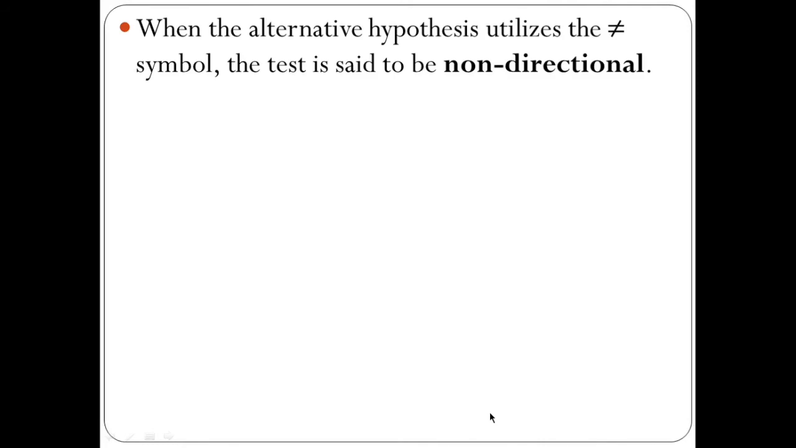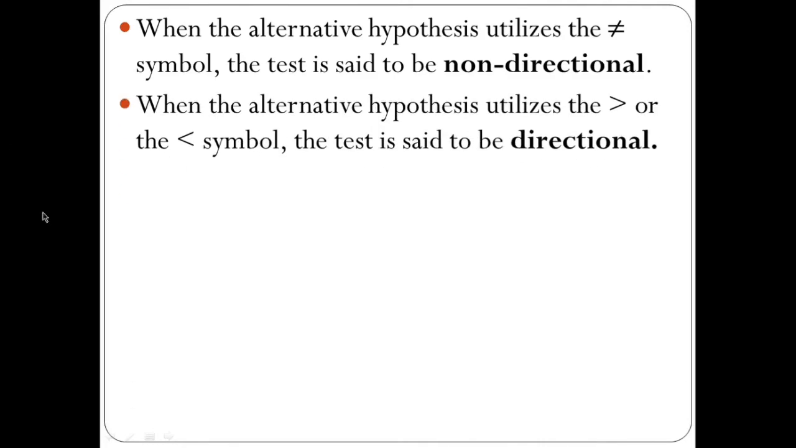So, next. Okay, so we have the so-called non-directional and directional. So, what is the difference between two? When the alternative hypothesis utilizes the not equal, okay, so saan to class? Sa non-directional and directional, sa alternative hypothesis lang po to class, hindi po dito kasabay yung null hypothesis. So, when the alternative hypothesis utilizes the not equal symbol, the test is said to be non-directional. Okay? If not equal, it is said to be non-directional.